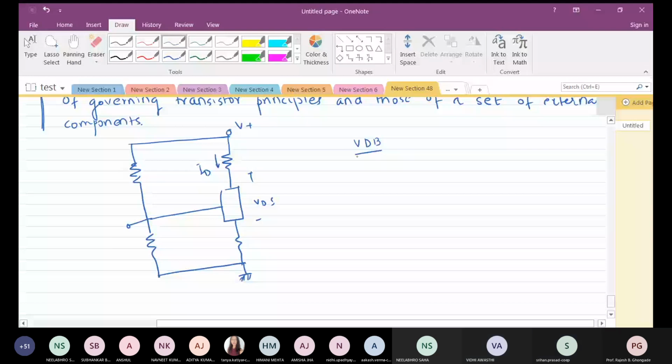So what exactly are we doing here? If I try to plot this as VGS and ID, and then I have the transfer characteristics, and I have to find out a particular value of ID. Bias point.